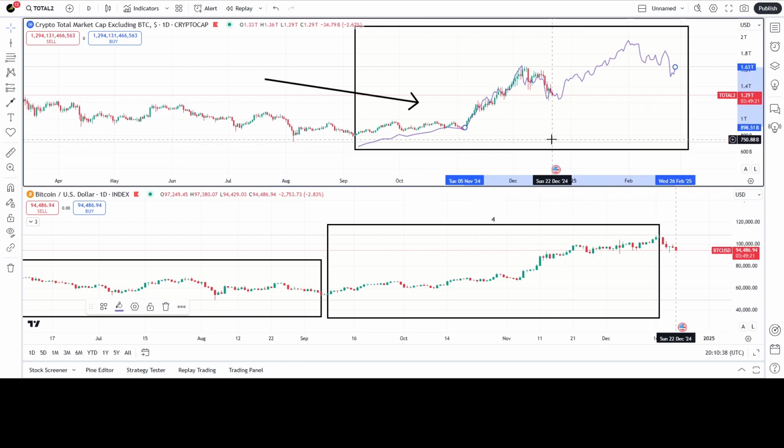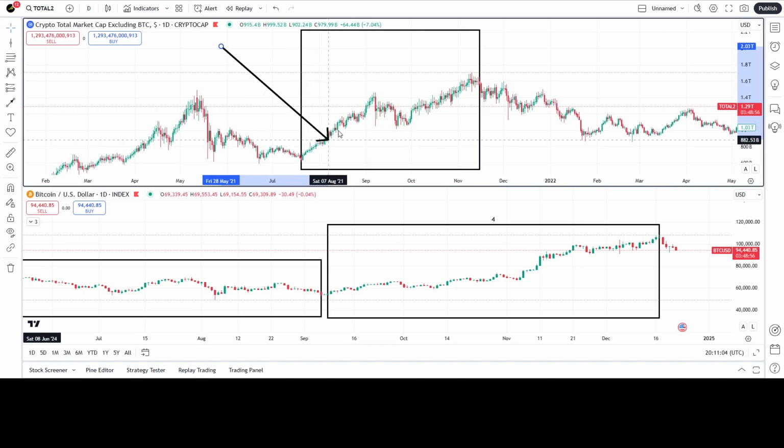And the reason why I did that is back in 2021, the total 2 chart played out a little differently. Let me show you what I'm talking about. So it started moving up aggressively from the get-go, whereas on today's chart, this portion did not move up at the same aggressive rate that it did back in 2021. Instead, it goes kind of flatter, and then it starts moving up.